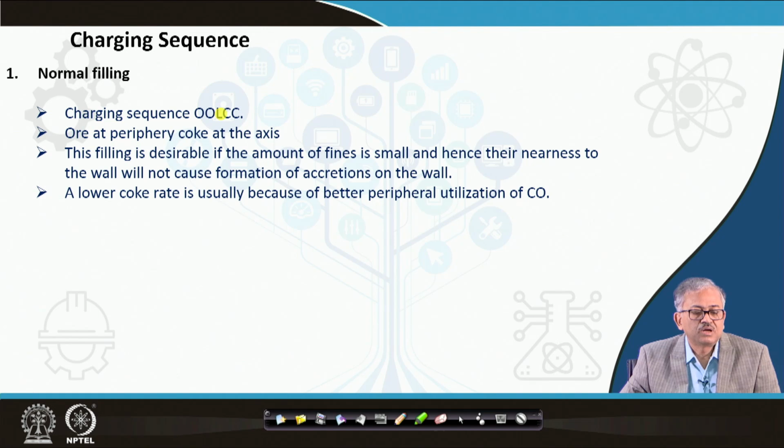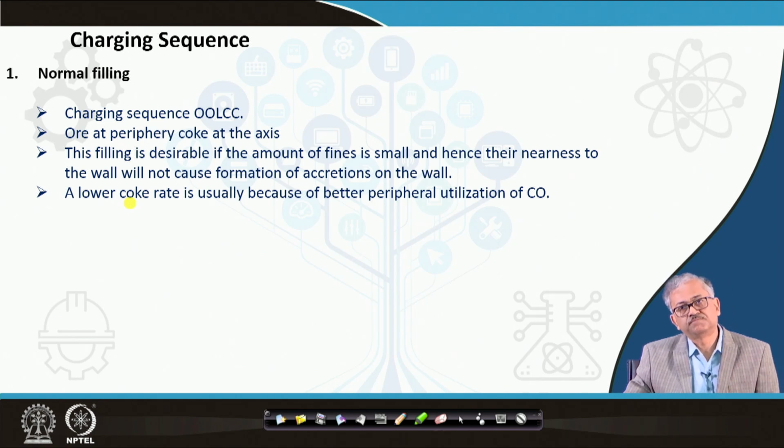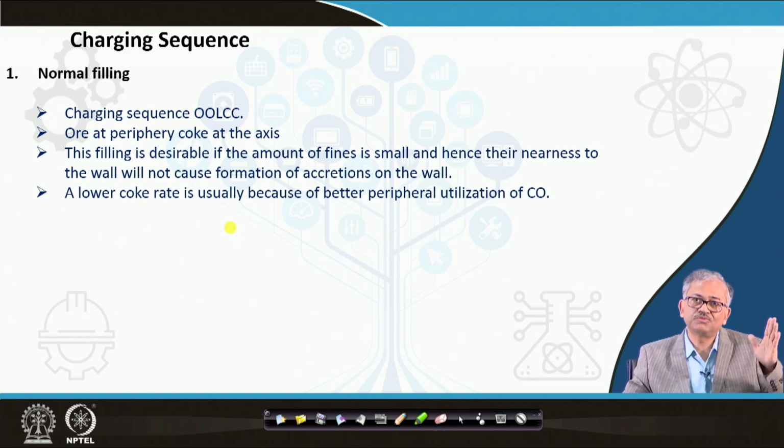And a lower coke rate is usually because of better peripheral utilization of CO, because if you do not have much fines, then the periphery will also be permeable, and you can have more flow of the CO and better utilization of the CO, because CO will move and ore is there.